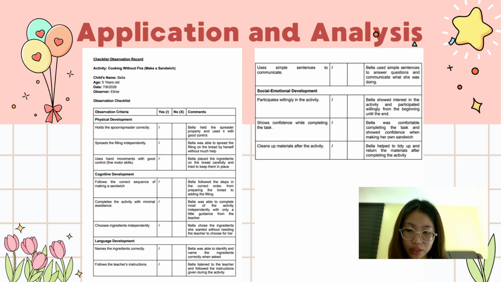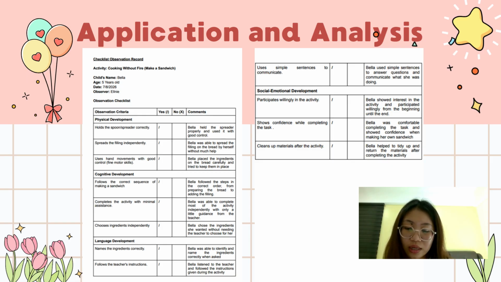For cognitive development, Bella was able to choose her own ingredients and follow the steps of making the sandwich in the correct order. She was also able to complete the activity with minimal assistance. So she's showing that she understood the instruction and could make simple choices.